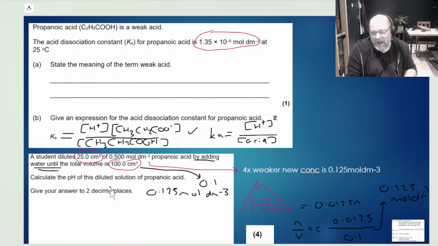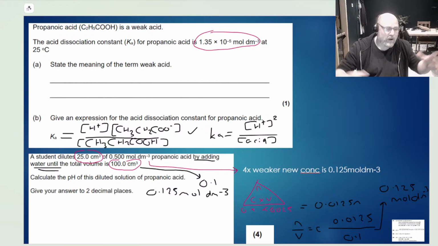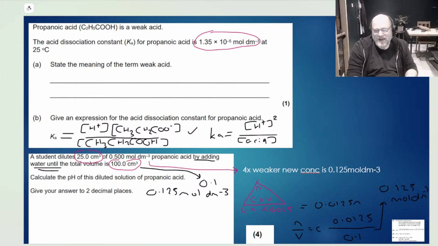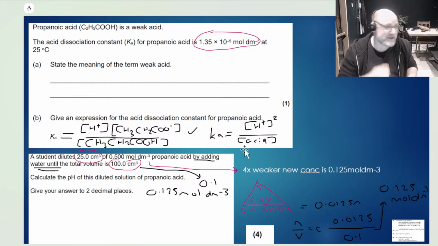So see if you can calculate the conc now. Well, not the concentration, we've done that. Calculate the pH of a weak acid, and you're going to want to use this, the Ka, and this is the conc of the acid, and you want to basically rearrange that equation and see if you can get the pH, guys.